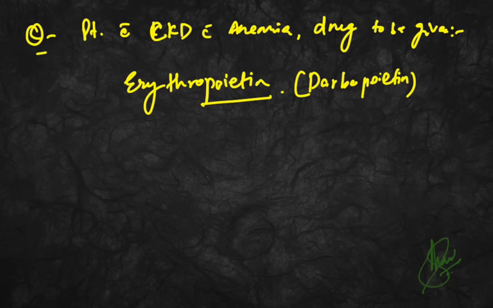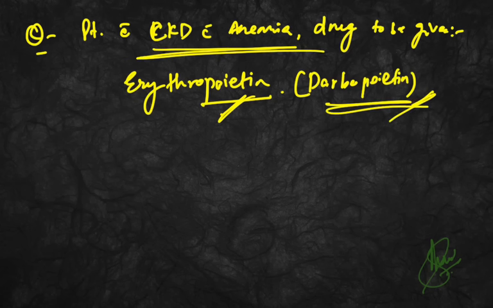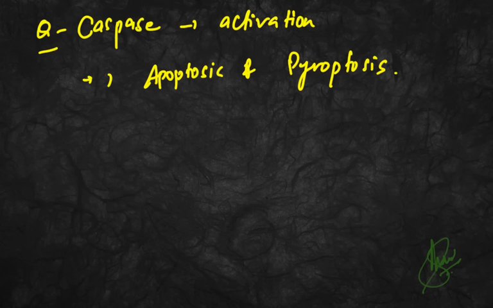Now patient with CKD with anemia, which drug can be given? So erythropoietin should be given to a patient with CKD with anemia, and darbepoetin, if it was in the options, is the correct answer.